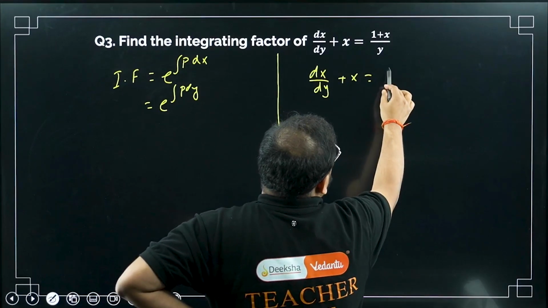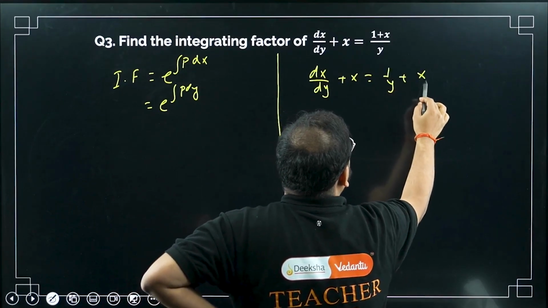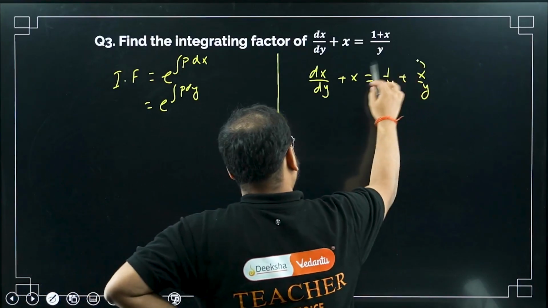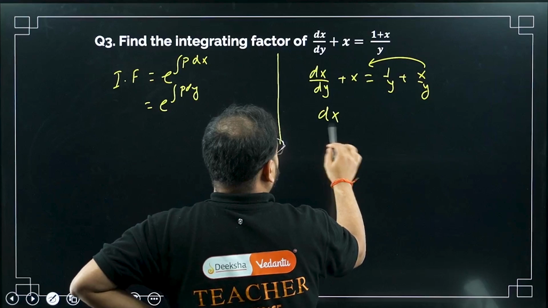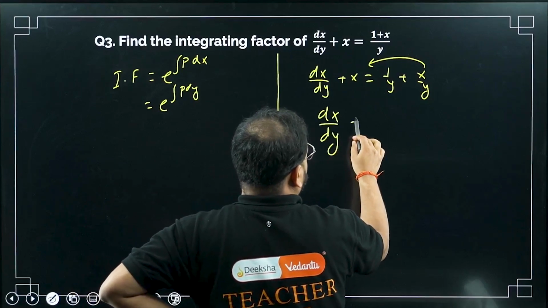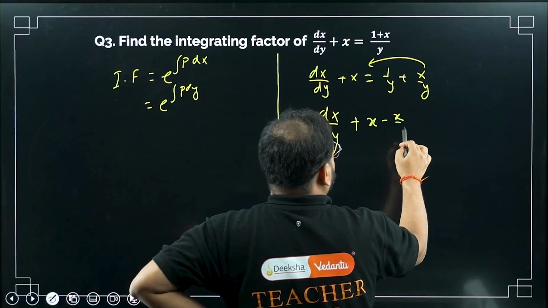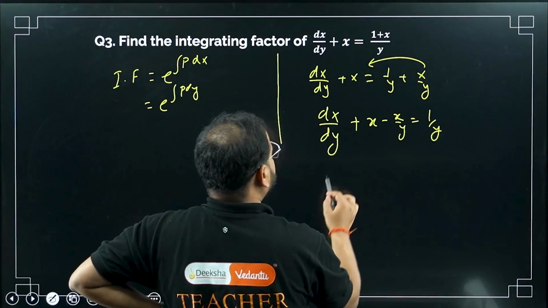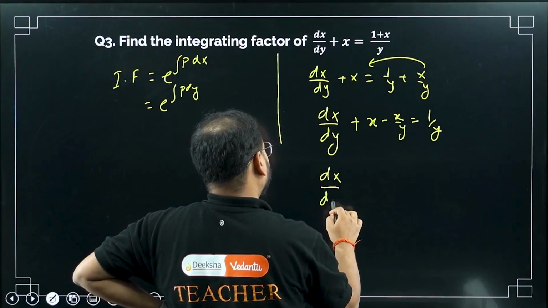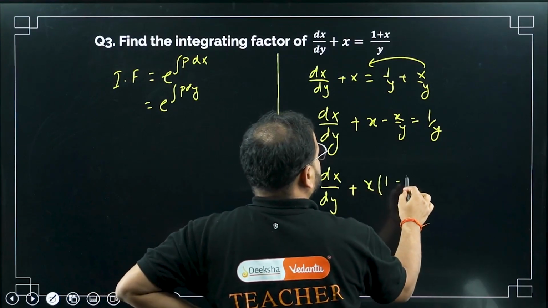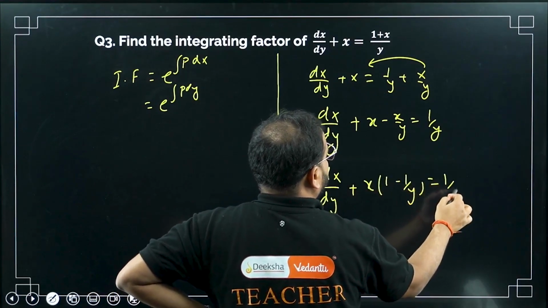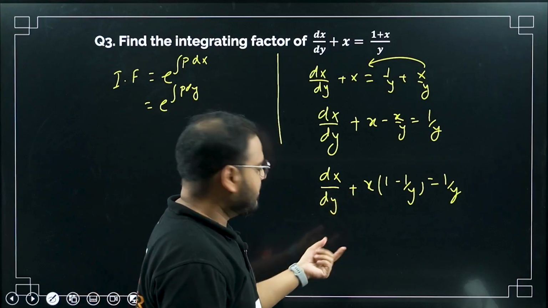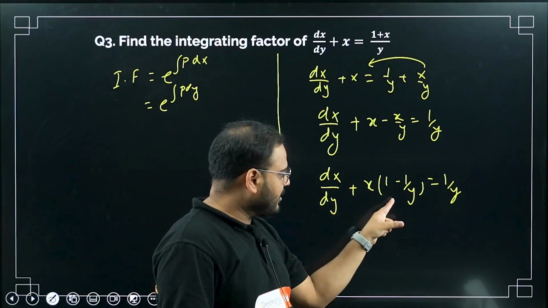Can you expand this? It will become 1 by y plus x by y. Bring x by y over here, to the LHS side: dx by dy plus x minus x by y equals 1 over y. Am I right? Okay, please take x common. X into (1 minus 1 by y) equals 1 by y. Am I right? Yes. Now if you see, the independent variable is y and the functions p and q are also in terms of y.